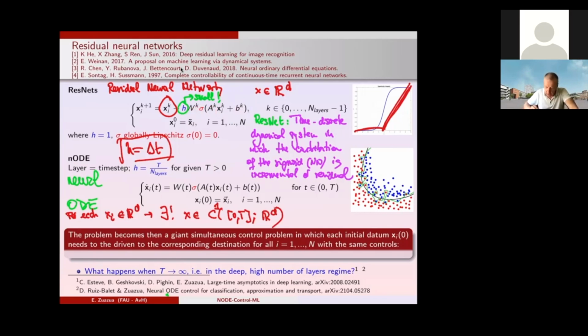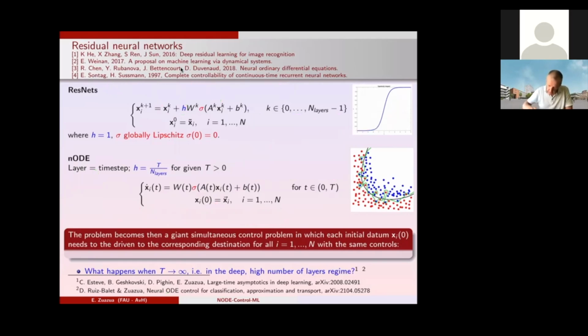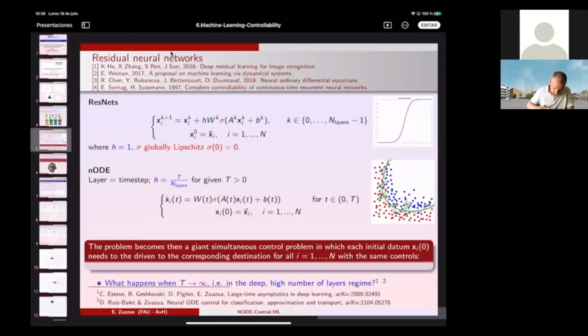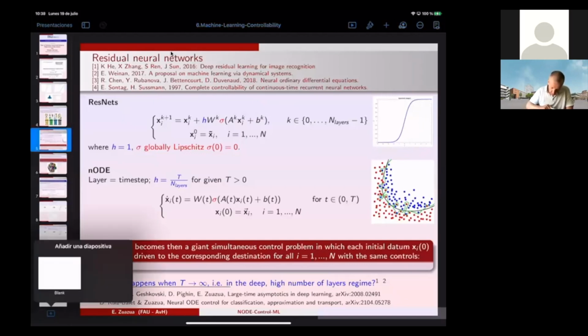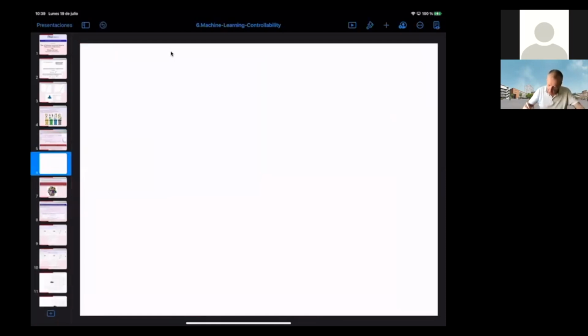When you move into the time-dependent context of neural ordinary differential equations, these parameters depend continuously on time. And you say, oh, but then this is like a control problem, right? Because what is the goal? What is the goal? So maybe I can add one page here. Okay. So what is the goal?